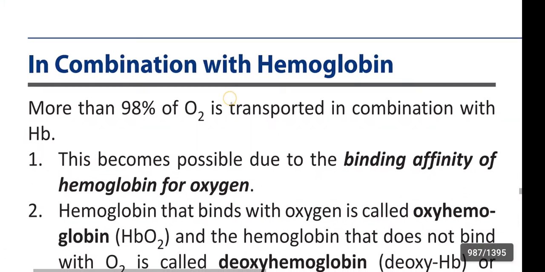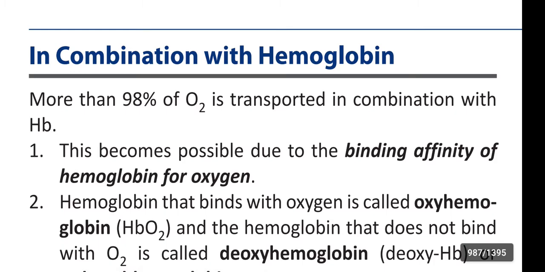Now we have completed the dissolved form in plasma. Now we are going to talk about transport in combination with hemoglobin. More than 98% of oxygen is transported in combination with hemoglobin.